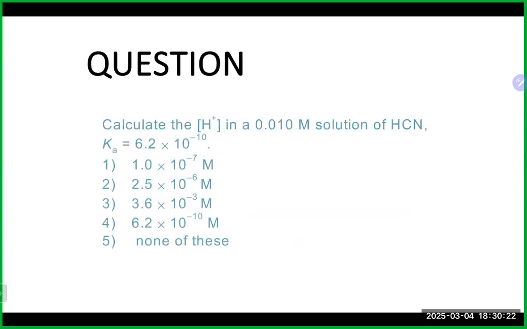All right, so try another one here. Calculate the H plus concentration in a 0.01 molar solution of hydrocyanic acid. I think that's what that is. Ka 6.2 times 10 to the minus 10. Perhaps the right answer is up there. Always go with none of the above, right? That's a choice. All right, see what you get.